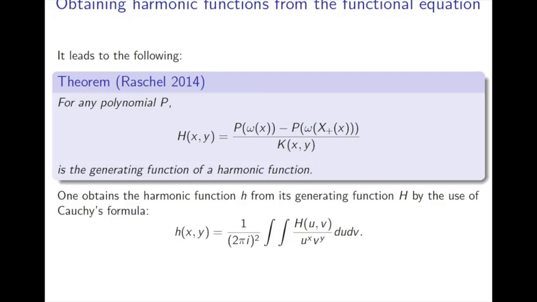Thus, one of the results of Raschel is that for any polynomial P, the function H(x,y) equal to P of omega of x minus P of omega of X plus of x, over the kernel, is the generating function of a harmonic function. One recovers the harmonic function h from its generating function by the use of Cauchy's formula.